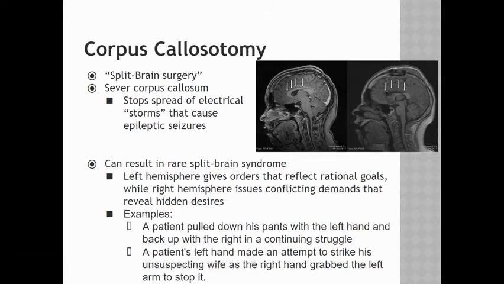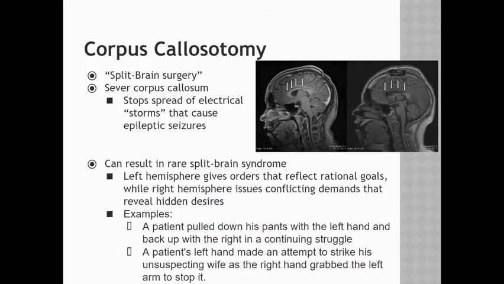A corpus callosotomy is split brain surgery. This is when the corpus callosum is severed. This stops the spread of electrical storms that cause epileptic seizures. So, this sort of surgery is a last resort treatment for individuals with severe epilepsy and the seizures aren't being controlled by any other means.